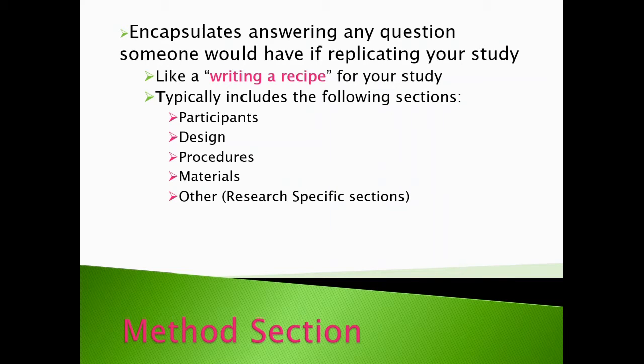There are some common subsections that you're going to find in a method section when you're writing it, or even when you're reading it. When you're writing one, you're going to include the participants that were used in the study, the design of the study, any specific procedures that you had during the study, and some of the materials that you would use in the study. Of course, every study is different, so there could be very research-specific sections. Maybe you're looking at different locations or a specific behavior, and you can create your own section. But the others are just common. We see these, and it's a great starting place.